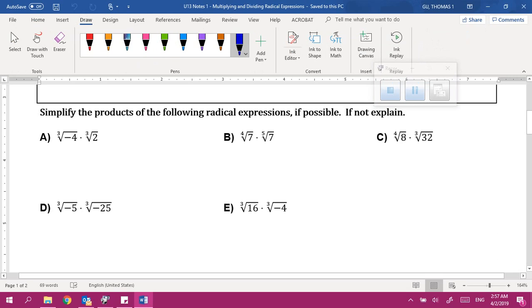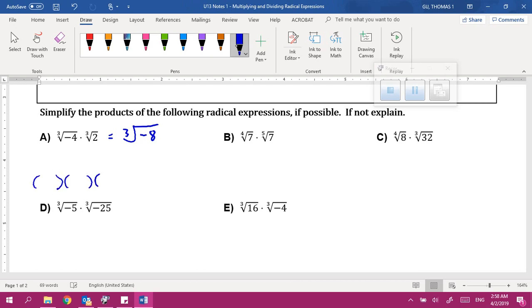First of all, it says simplify the products of the following radical expressions if possible. If not, explain. On A, can we actually multiply these two? Yes, we can, because they have the same index. Both of them have an index of 3, so this is going to be the same as the cube root of negative 8. Now, what is the cube root of negative 8? We're looking for a number that, when it multiplies by itself 3 times, gives me negative 8. It's not 2, because 2 times 2 times 2 is positive 8. It would be negative 2. So the cube root of negative 8 is just negative 2, and the answer here is negative 2.